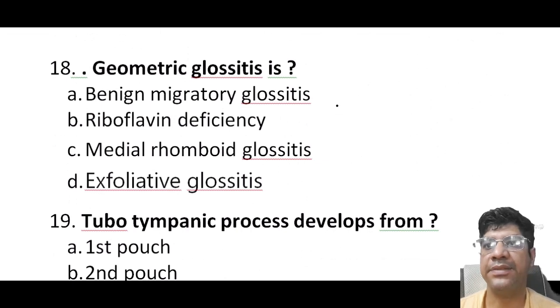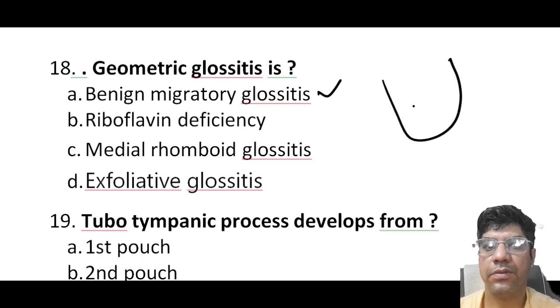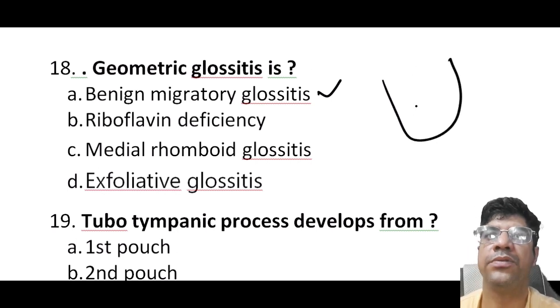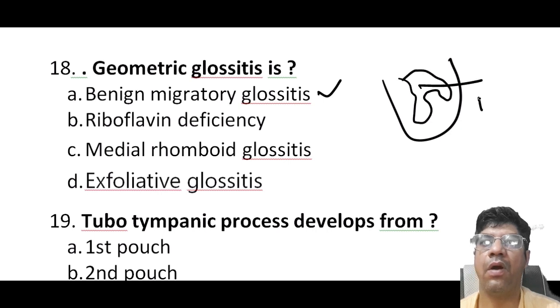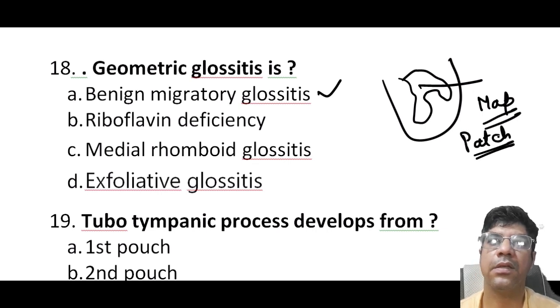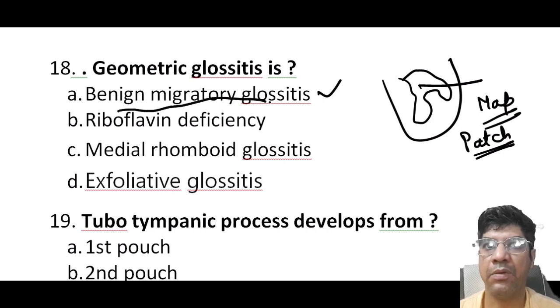Geographic glossitis is another name for benign migratory glossitis. So benign migratory glossitis is a benign condition of the tongue characterized by an irregular appearance or map-like patches on the dorsal surface of the tongue. The term migratory means a changing pattern of these patches, which can move or change shape over time. That is why it is known as benign migratory glossitis.